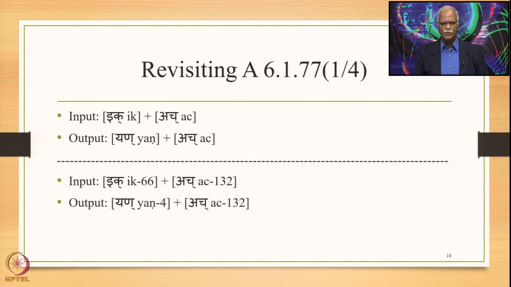If we rewrite this rule after having known the application of 1169 anudit savarnasya cha pratyayaha, we can write the rule in the following fashion. The input is Ik, which are 66, plus Ach, which are 132. The output is Yan, 4 in number, plus Ach, which are 132. So there are these many combinations that are possible. One amongst 66 and one amongst 132, and the resultant form would be one amongst the 4, and this can be decided based on the place of articulation of this sound Ik, the substituent, and the match of it with this Yan, and one out of 132 remains in its place. There is no change in this. This is how 6177 can be rewritten.